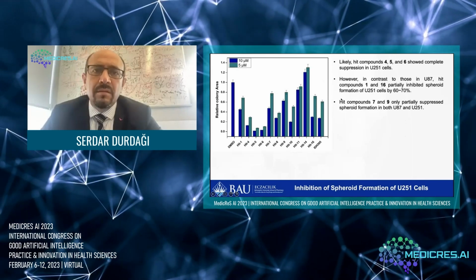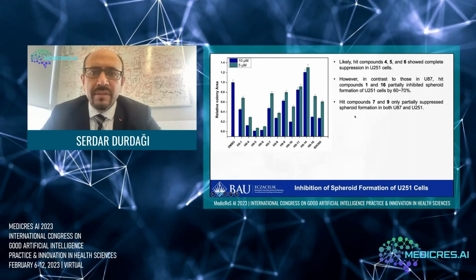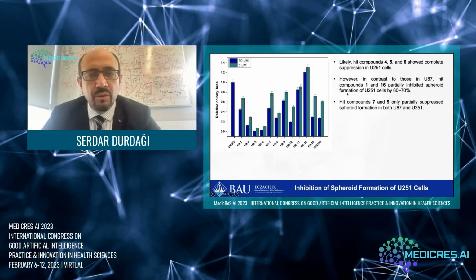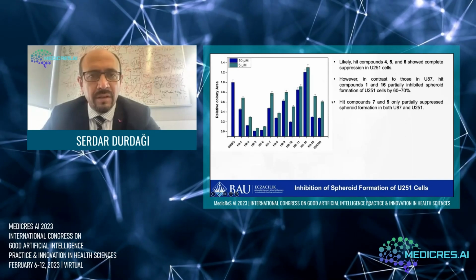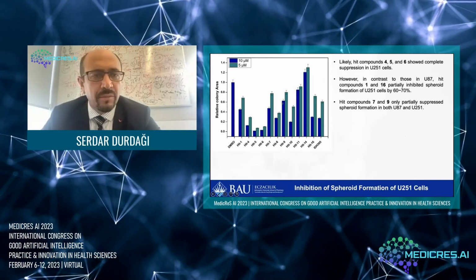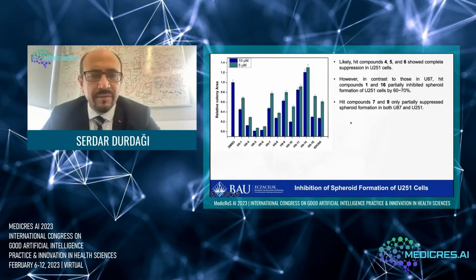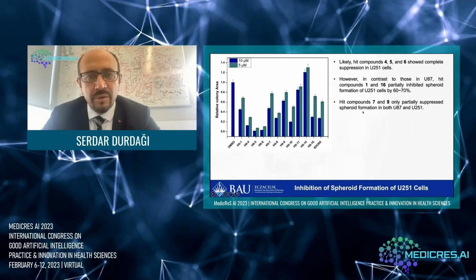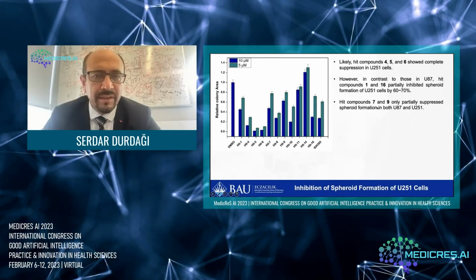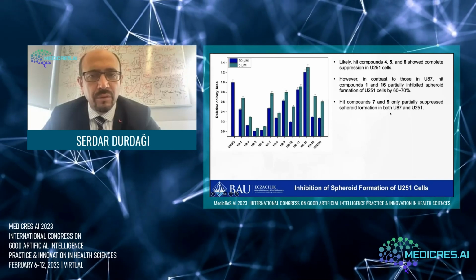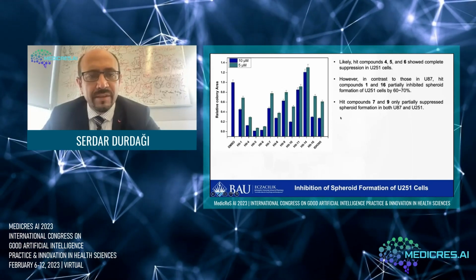Likewise, heat compounds 4, 5, and 6 also showed complete suppression in the U251 cells. However, in contrast to U87, heat compounds 1 and 16 partially inhibited spheroid formation of U251 cells by 60–70%. Heat compounds 7 and 9 only partially suppressed spheroid formation in both U87 and U251 cells.